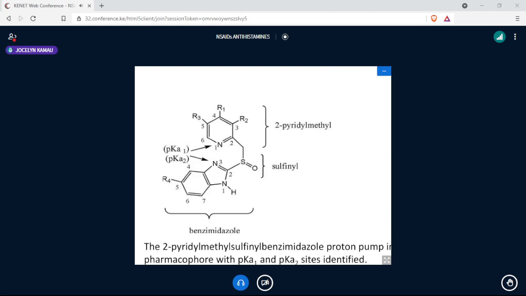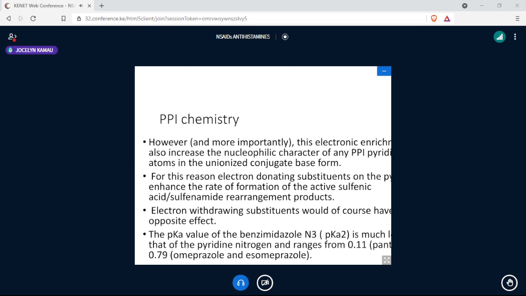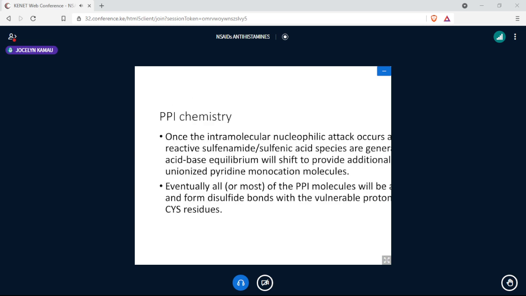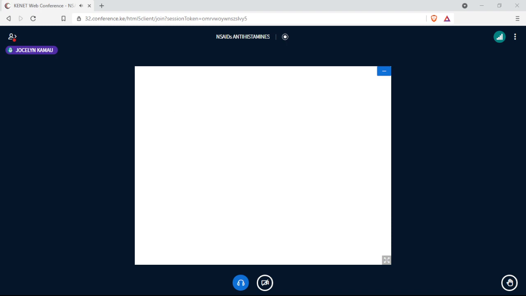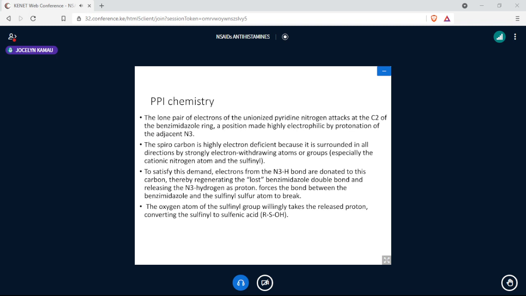That explains why, when we looked at pantoprazole, we did mention that it has the lowest pKa2, and therefore a high Ka2. It is the least potent of the PPIs, as I have said.